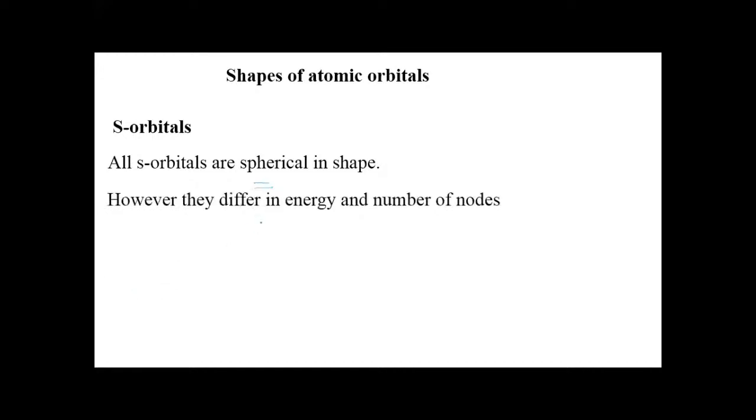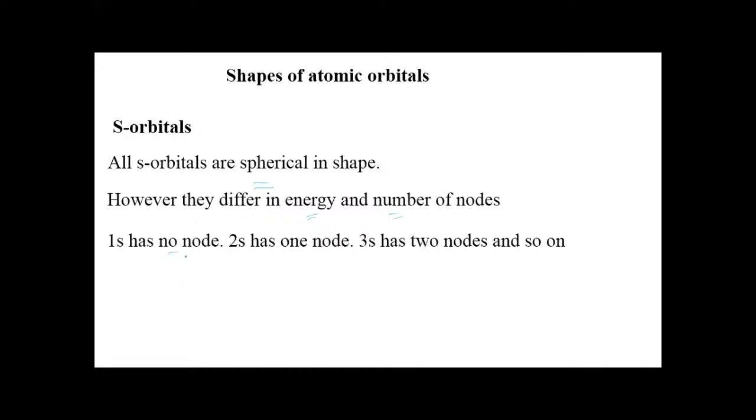So here we will first discuss the s orbital. All s orbitals are spherical in shape. However, they differ in energy and number of nodes. 1s has no node, 2s has one node, 3s has two nodes, and so on. The energy of 3s is more than that of 2s, and the energy of 2s is more than that of 1s. Now we will move to the next.